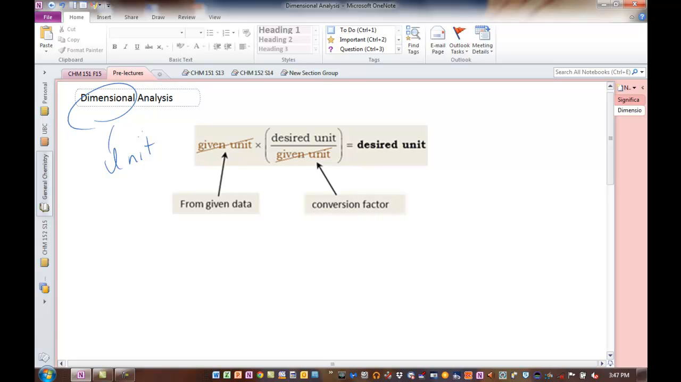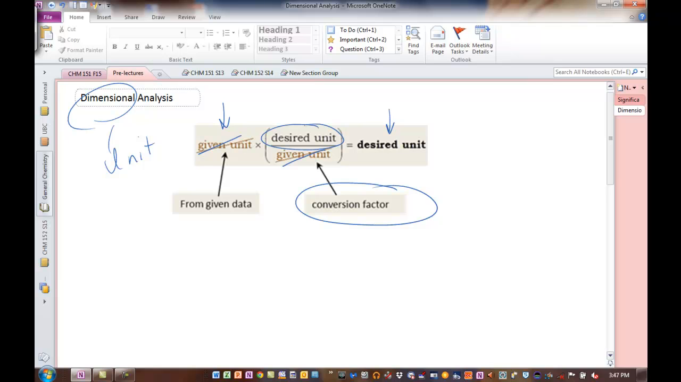And the reason why I like to call it unit analysis rather than dimensional analysis, it really comes down to just watching your units. If the right units cancel and you end up with the correct unit, it's a good chance that you set the problem up correctly. So we're going to start with some given unit, and we want to get to some other unit. Let's call that our desired unit. And so we are going to set up some conversion factor in which we arrange that conversion factor so our given unit cancels, numerator and denominator, and we end up with the desired unit. Okay? It's all about canceling units and ending up with the units you want.